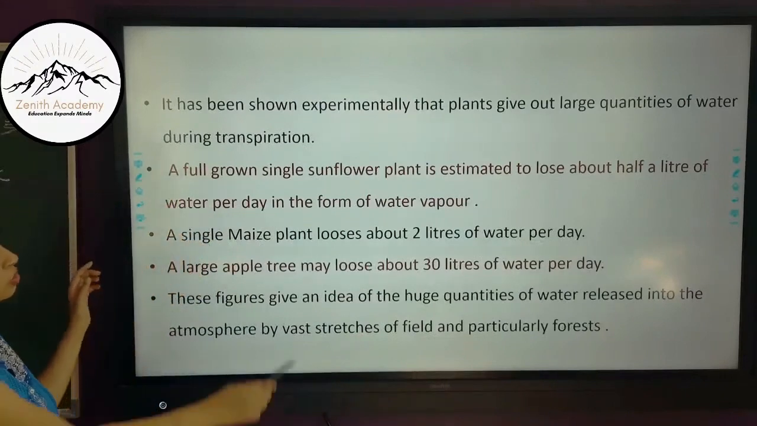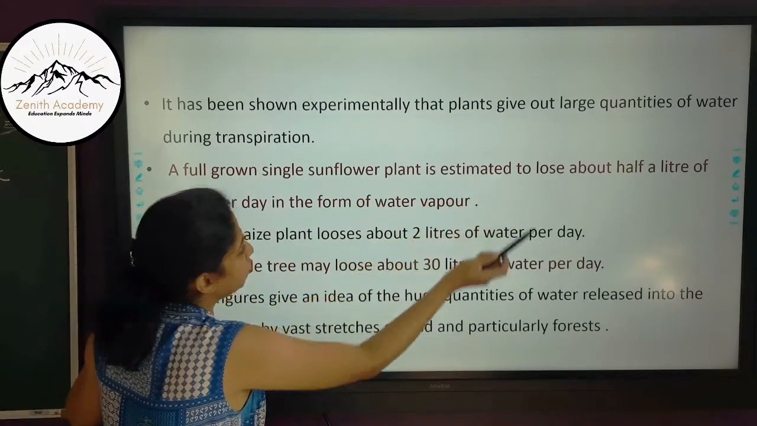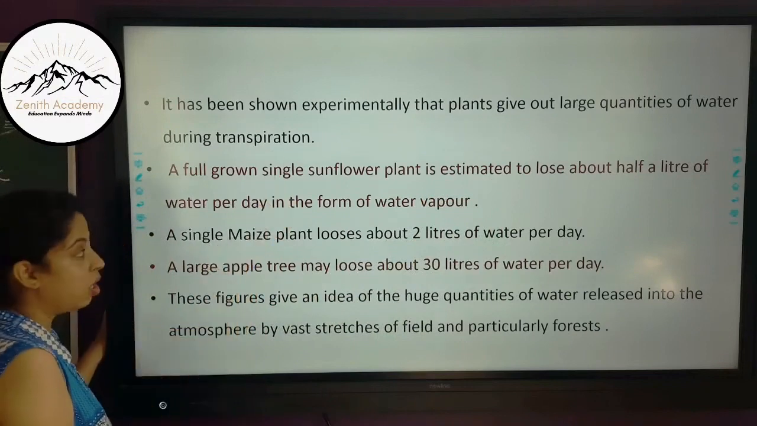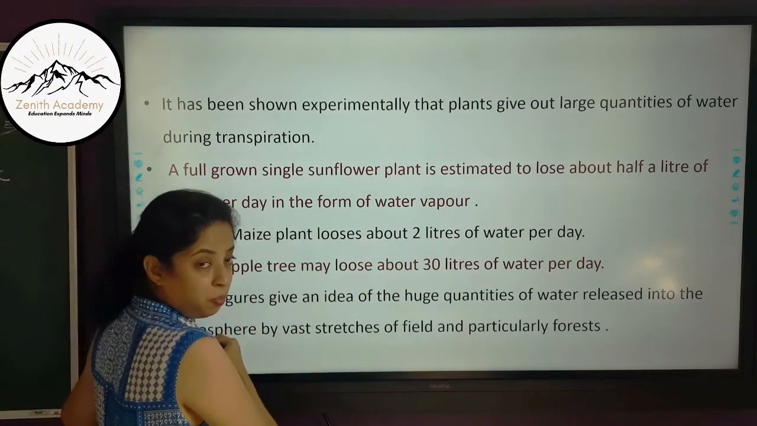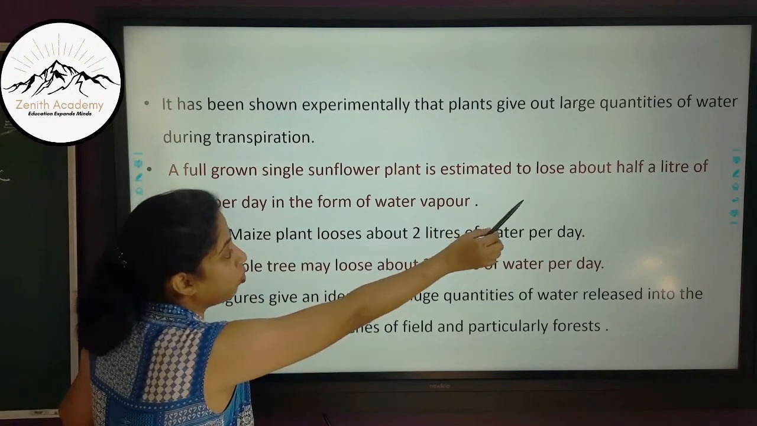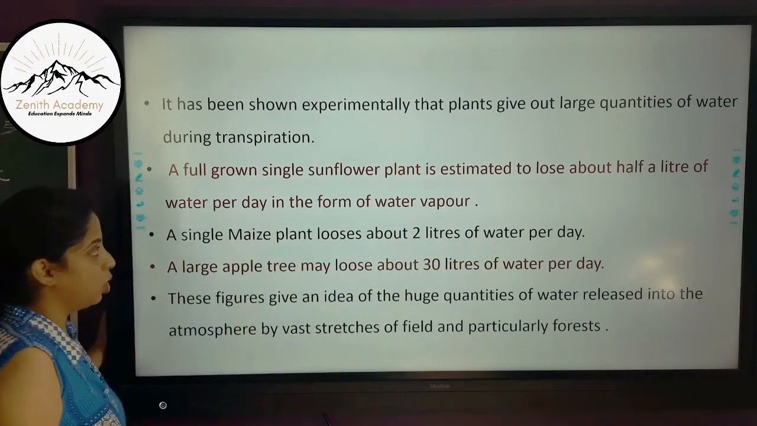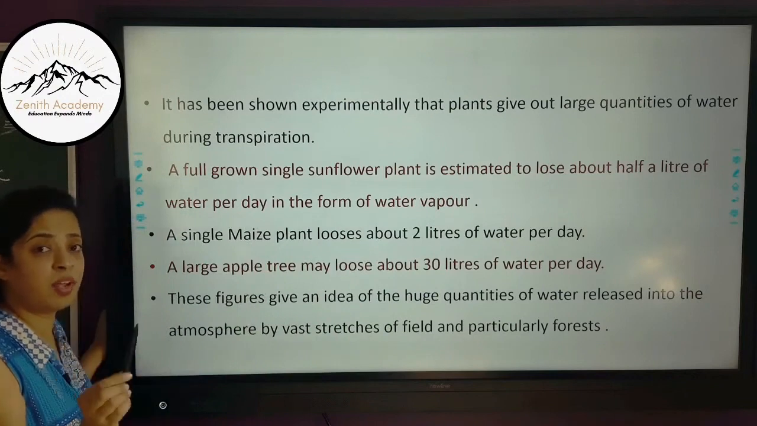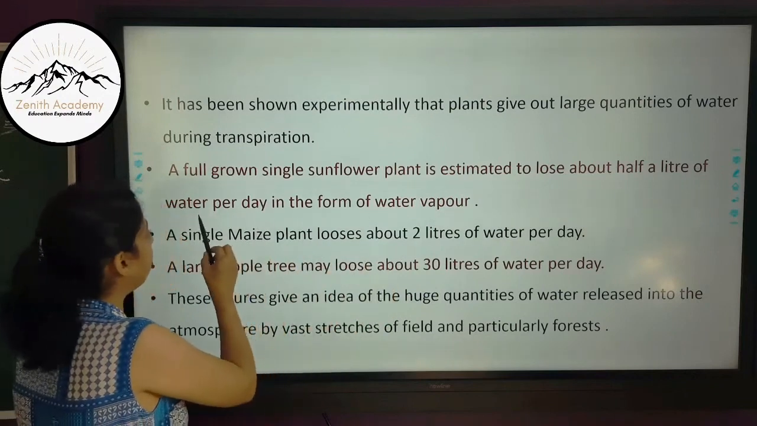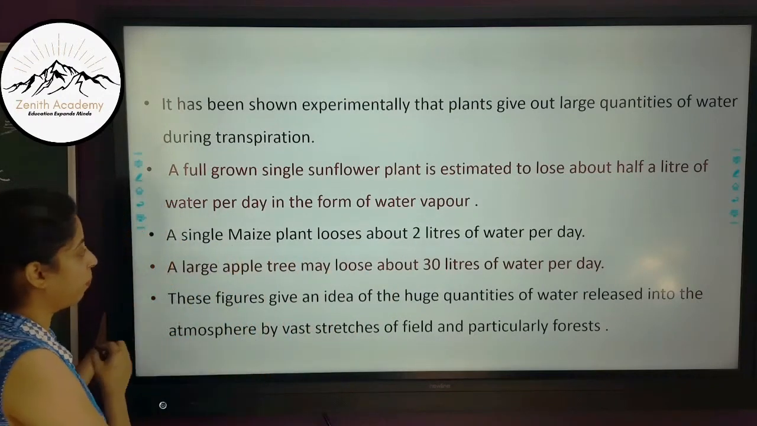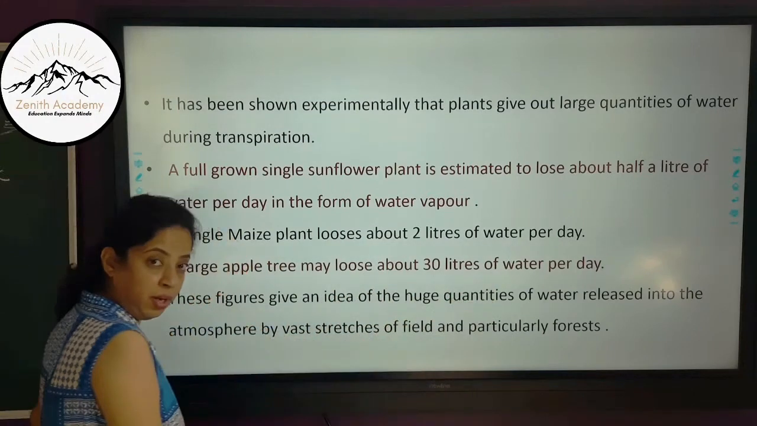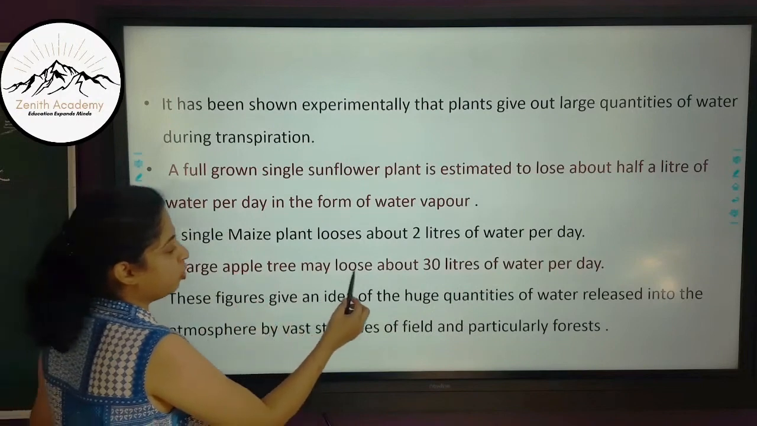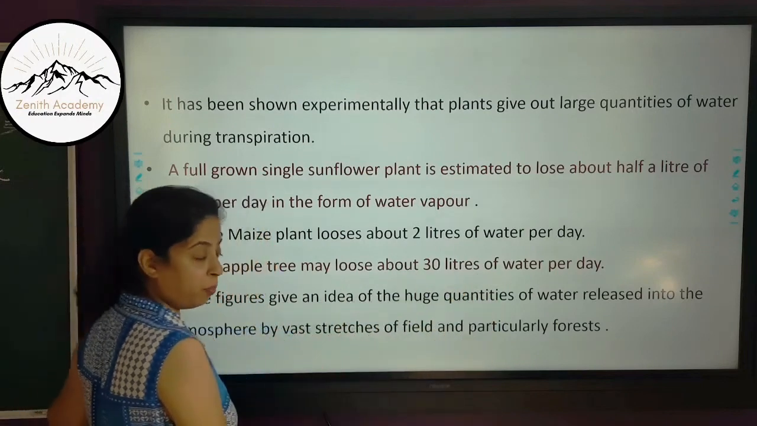Now, it has been shown experimentally that plants give out large quantities of water during transpiration. So, here are certain examples. A full grown single sunflower plant is estimated to lose about half a liter of water per day. So, one single sunflower plant gives half a liter of water per day in the form of water vapor. A single maize plant loses 2 liters of water per day. A large apple tree may lose about 30 liters of water per day.